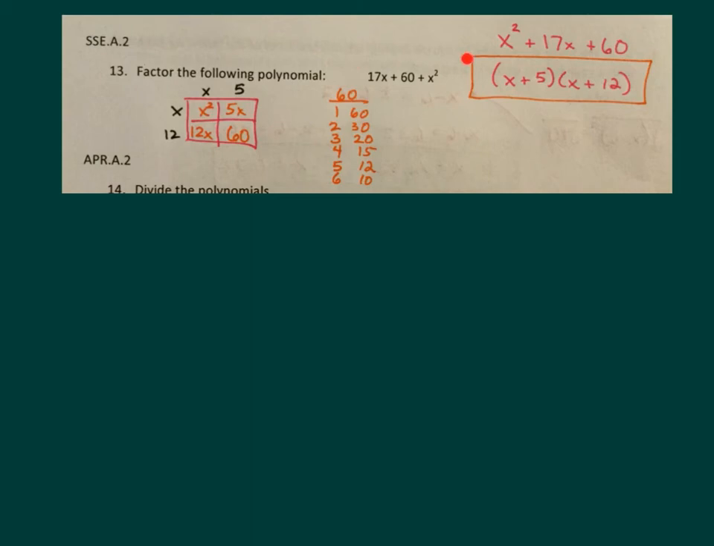Number 13 said factor the following polynomial. So here you were given a polynomial. You needed to rearrange it, okay? And then as you see, I showed over here, I factored it. So I had my x squared and my 60. I listed my factors of 60.